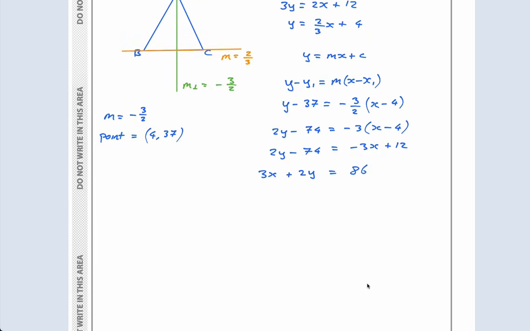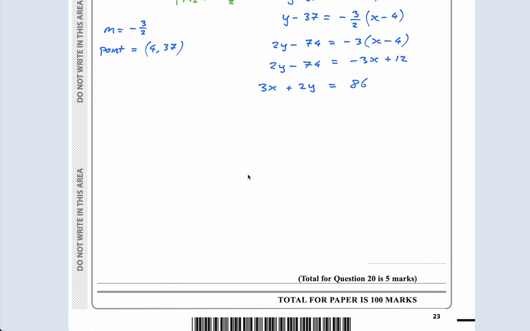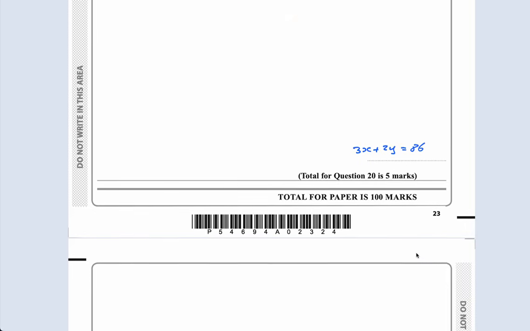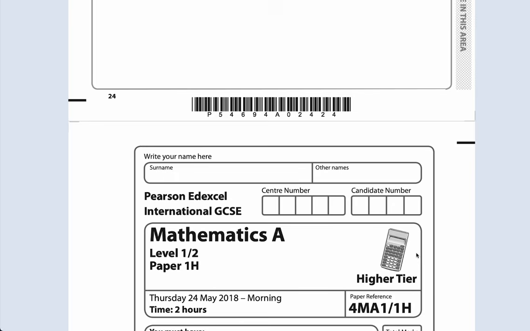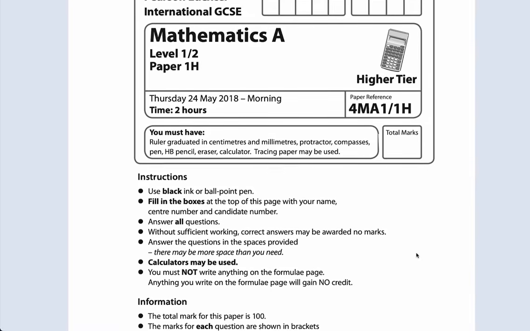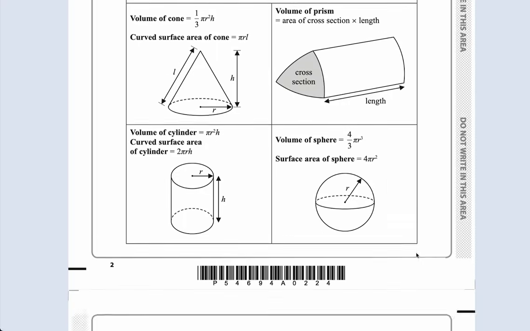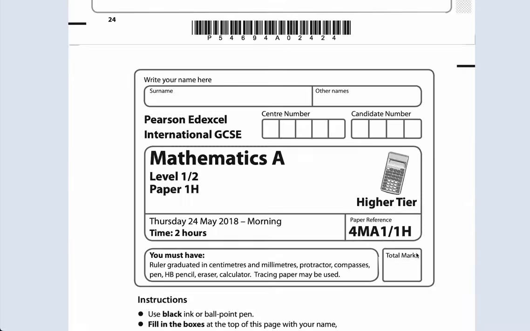And that, guys, is thankfully the paper done. 3x plus 2y equals 86. And always check, are there any more questions? No, there are not. This is the same paper.